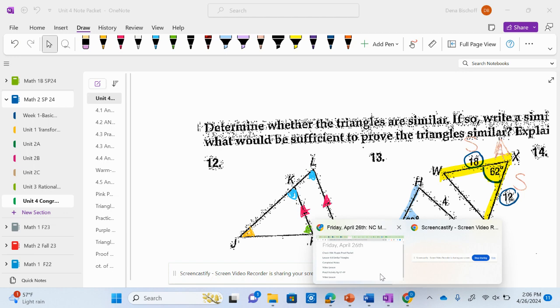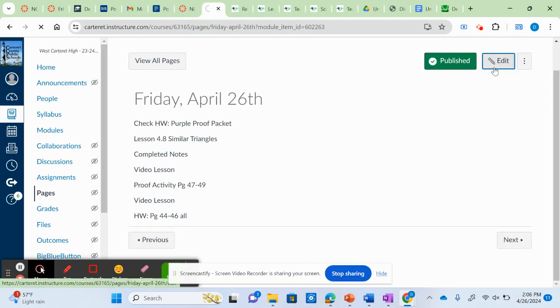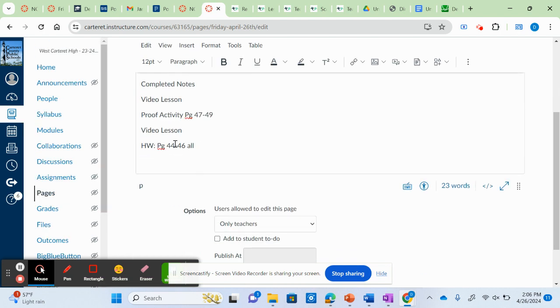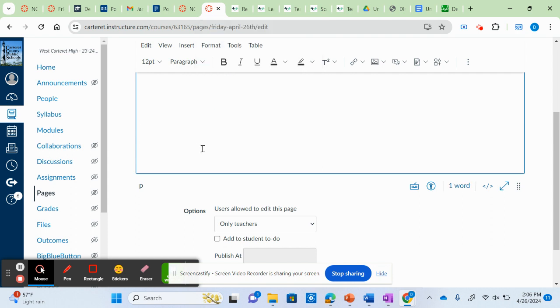I need to adjust the, so homework is going to be pages 43 through 44 all, and, oh, dang it.